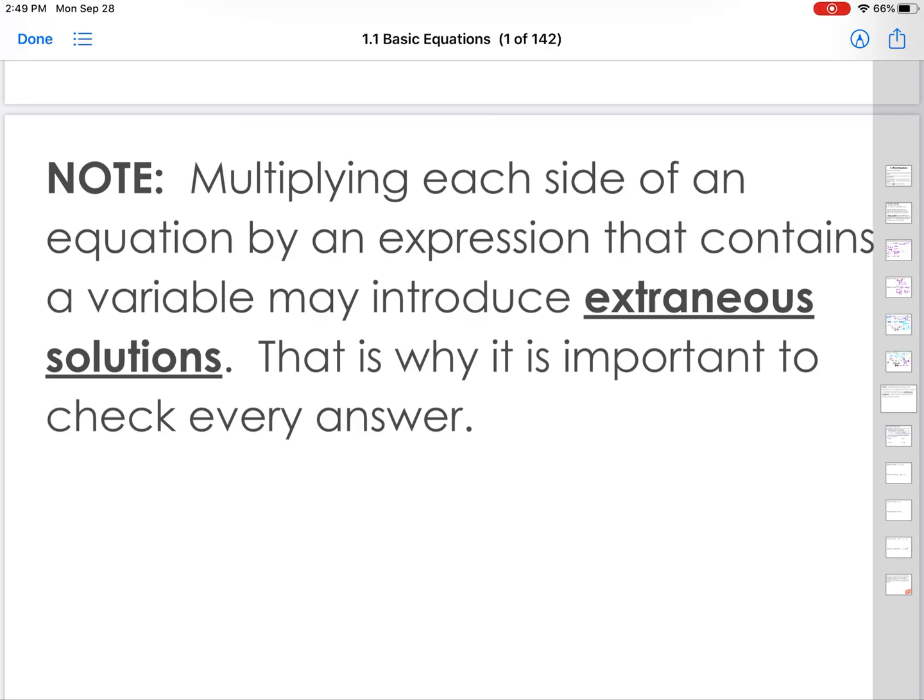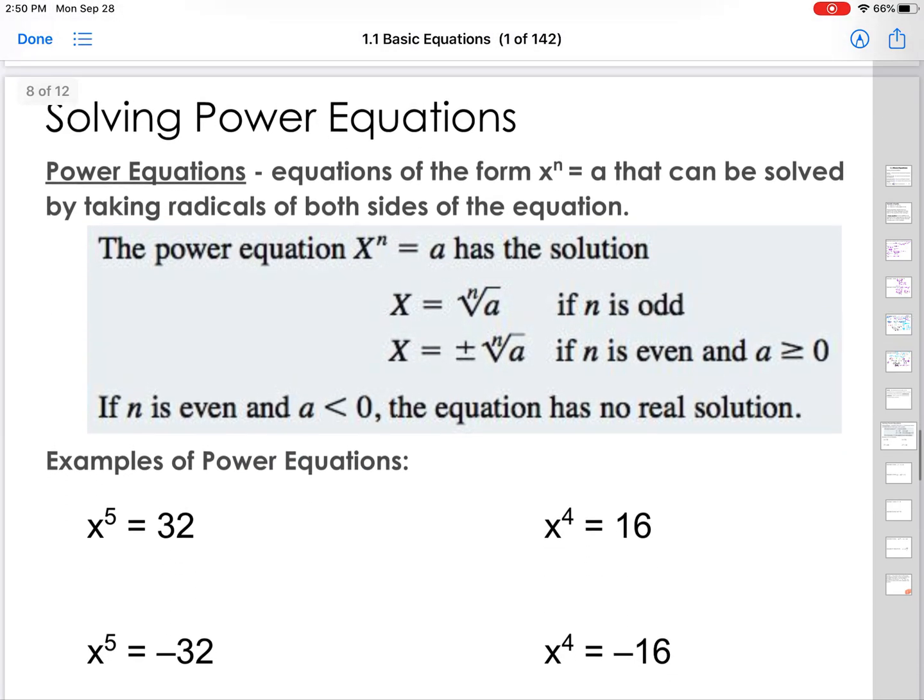that we are testing by substitution. All right, solving power equations.